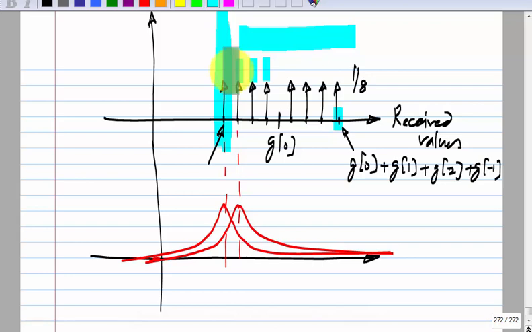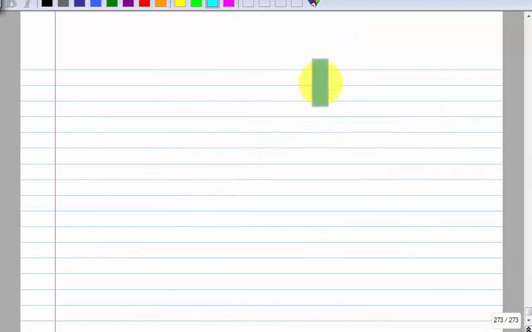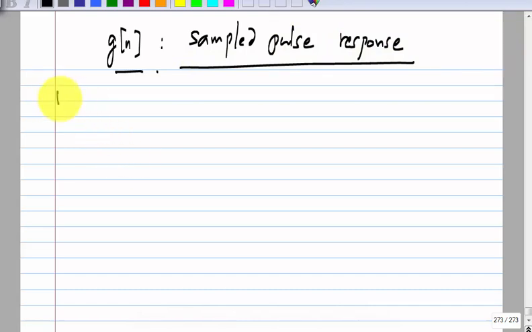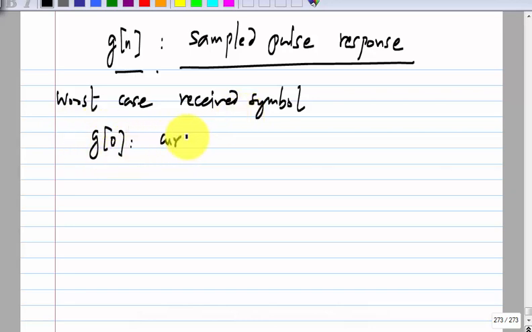Where every other intersymbol interference element is adding in the opposite direction, okay. So, in general, you have a certain g of n, this is the sampled pulse response. The worst case, when I say worst case received symbol, I am assuming g of 0 is the cursor, this is the intended received symbol, and all the others are adding in the opposite direction.